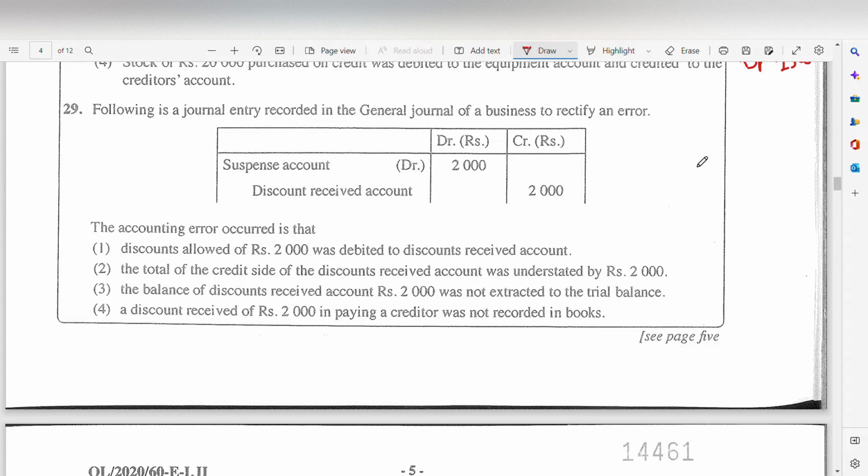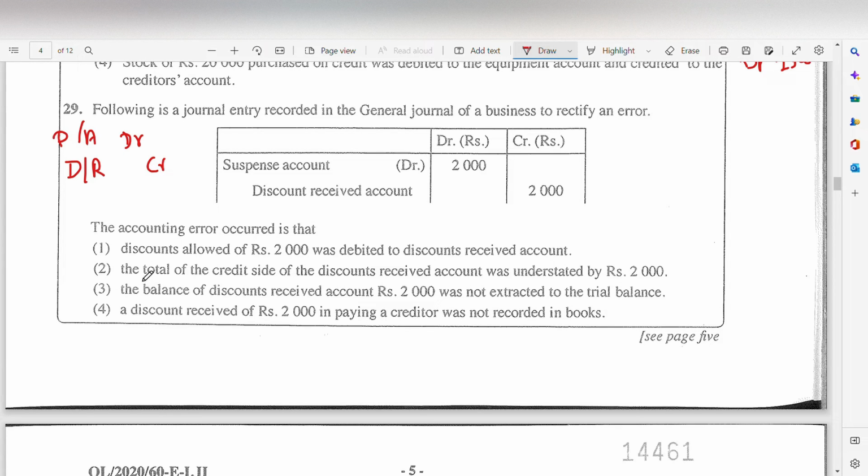So first one, discount allowed of rupees 2000 was debited to discount received account. So if you are going to rectify this, how do you do it? You have debited to discount received, which means you need to credit discount received account and you will debit your discount allowed account. So that doesn't match with the given answer. So 1 is not the answer.